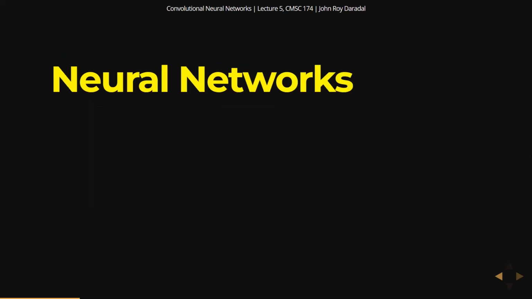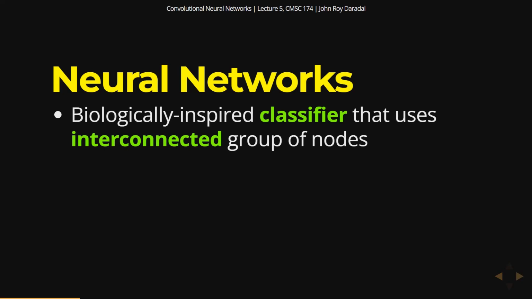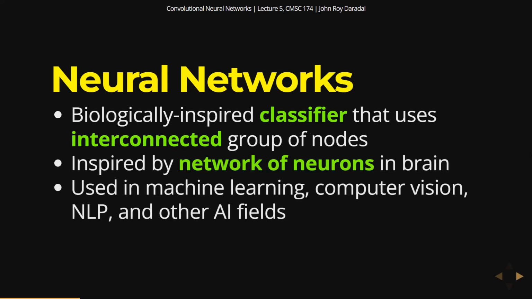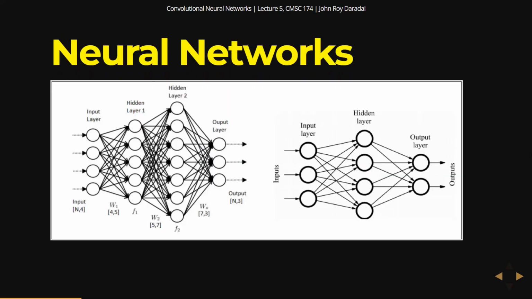Okay, so now we are ready to discuss neural networks. So what are neural networks? They are a biologically inspired classifier that uses an interconnected group of nodes. Okay, so it's inspired by a network of neurons in the brain, and it's used in machine learning, computer vision, natural language processing, and other AI fields. So neural networks look like this. Okay, so you have a bunch of nodes or perceptrons that are connected to each other.